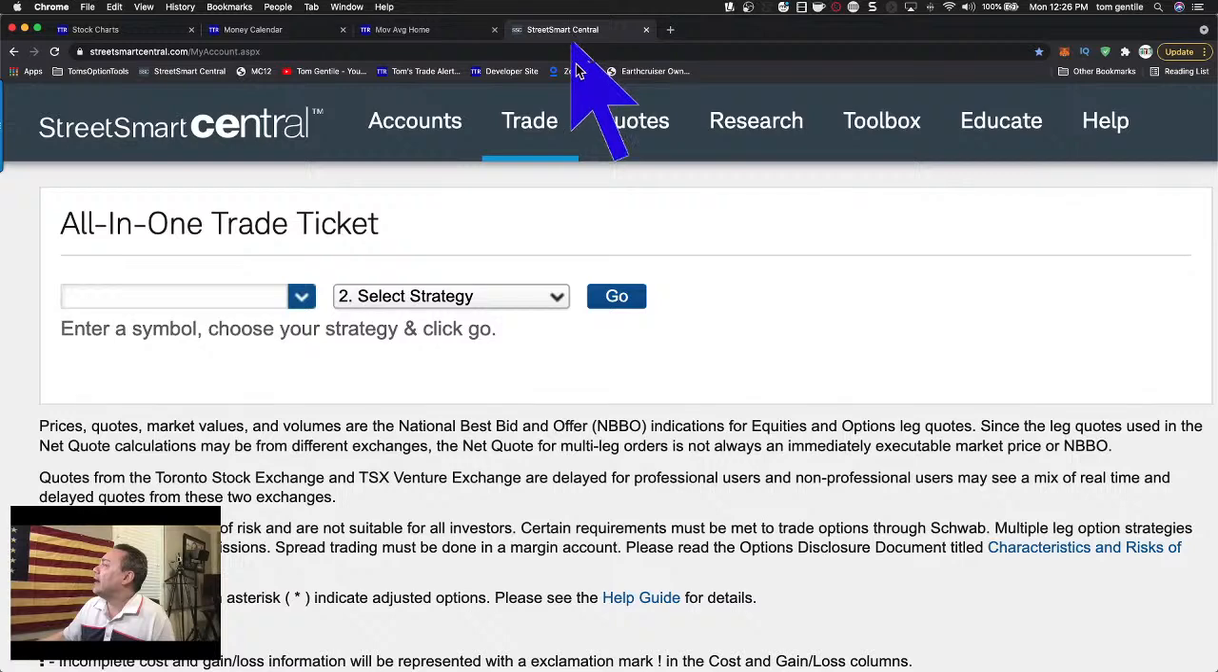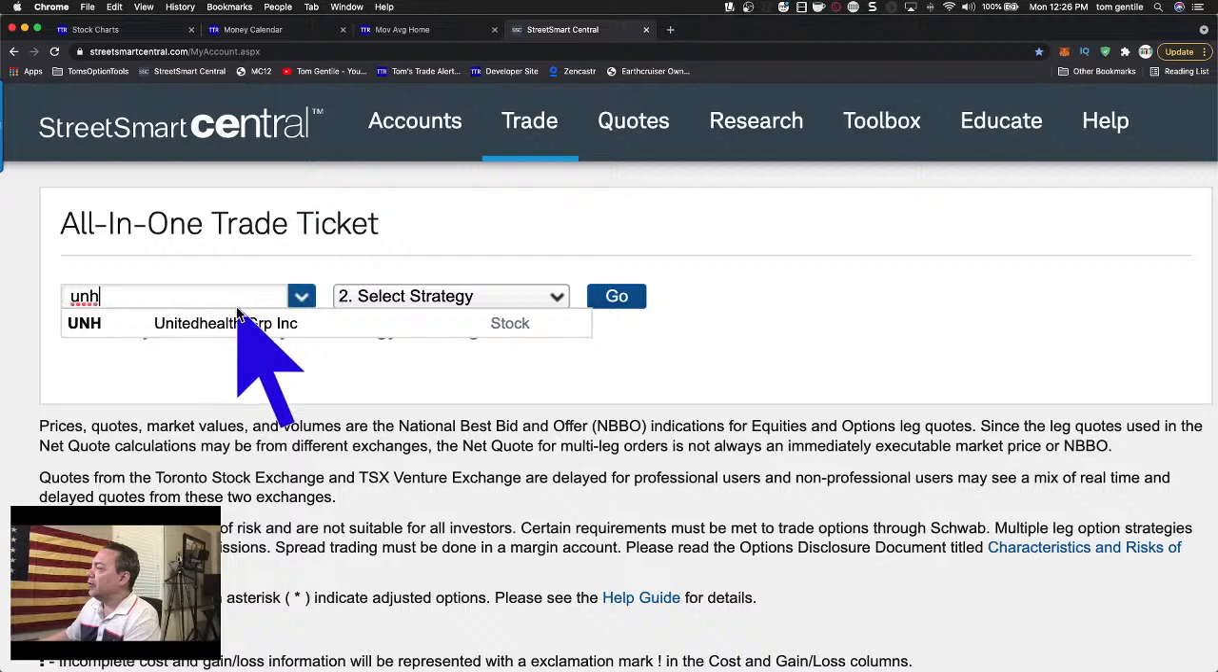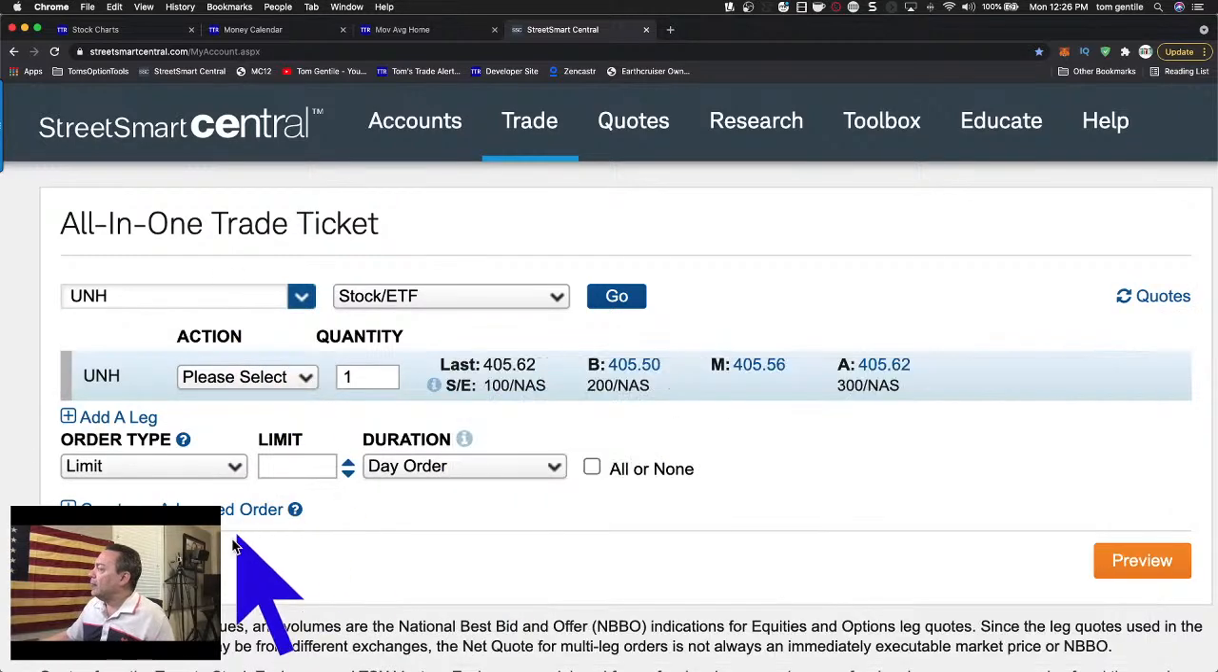Let's see what it's going for right now. So if I type in, this is my Schwab StreetSmart Central, UNH. All right, so the stock is trading right now at 405.50 by 405.62, and that's going to change a lot here. But you take a look here, 405.50 by 405.62.